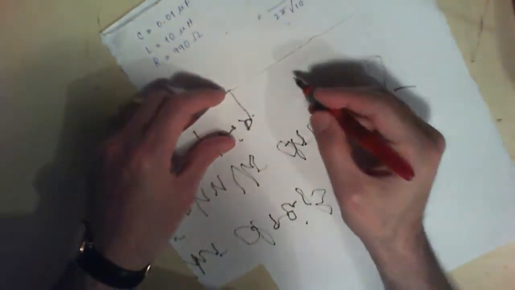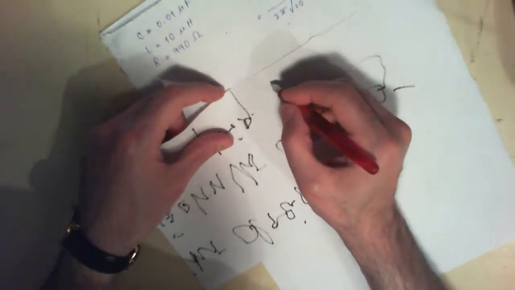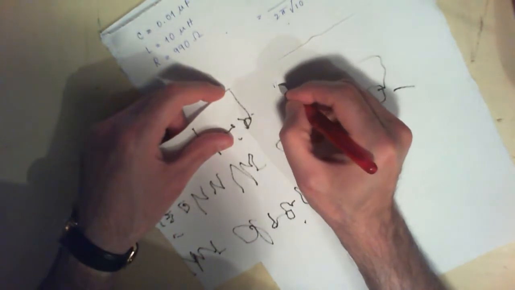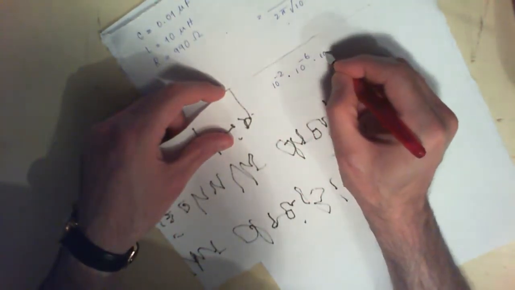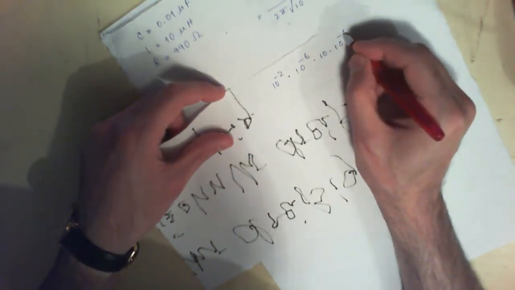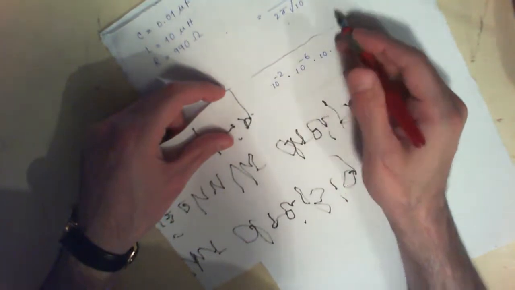Okay, I don't want to make mistakes here, so I'll calculate this. This is 10 to the power negative 2, times 10 to the power negative 6, times 10, times 10 to the power negative 6: negative 12, negative 14, negative 13, which is this thing over here.